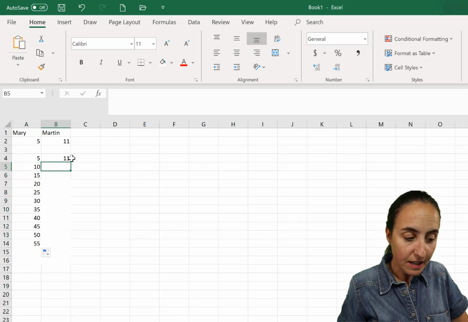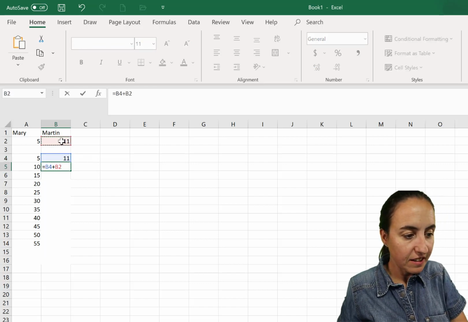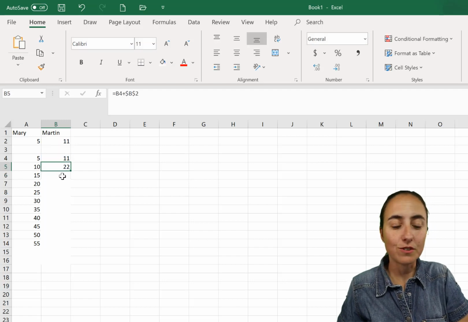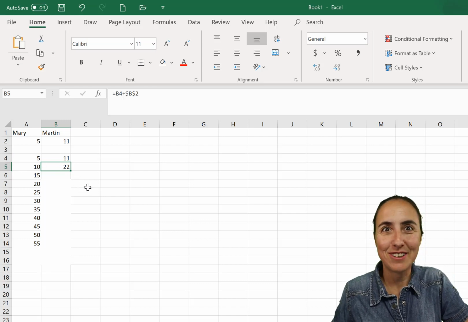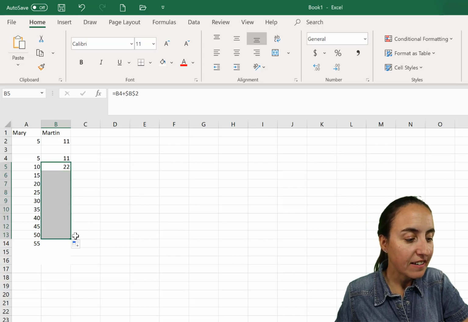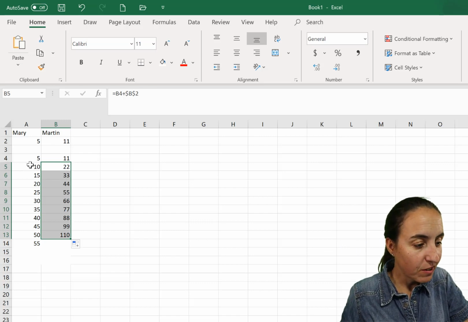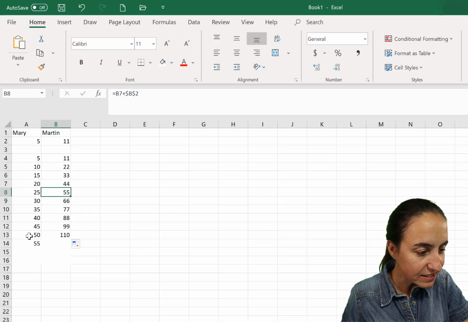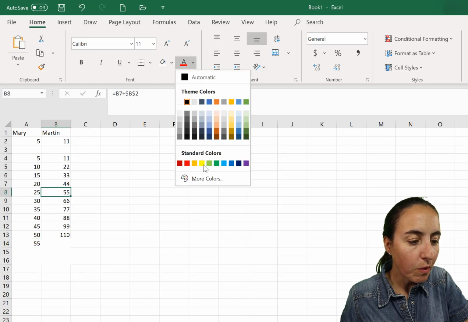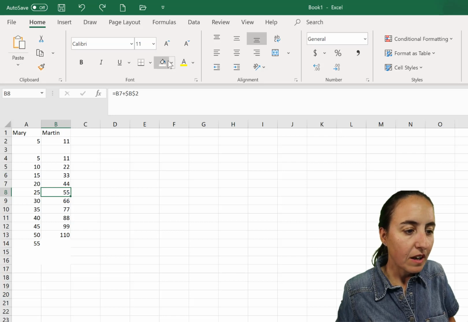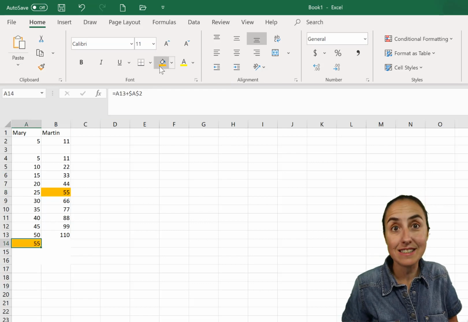And then we need to do the same here. The second day, Martin watched these 11 plus this one, F4, so we locked the cell. So on day 2, Mary had 10 videos, but Martin already had 22 videos. Well done, Martin. If we continue dragging, what we need to know is what number is the same in Mary's list and in Martin's list. And if we go in here, you see 55 exists on both lists. That is the number of videos where they have both watched the same.